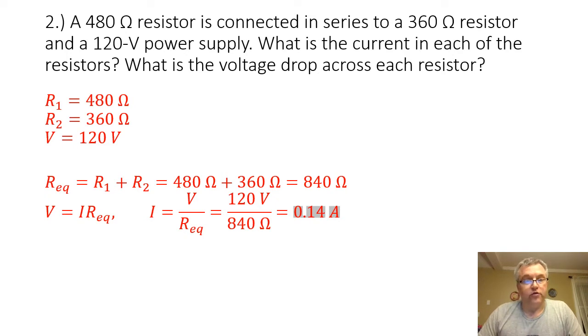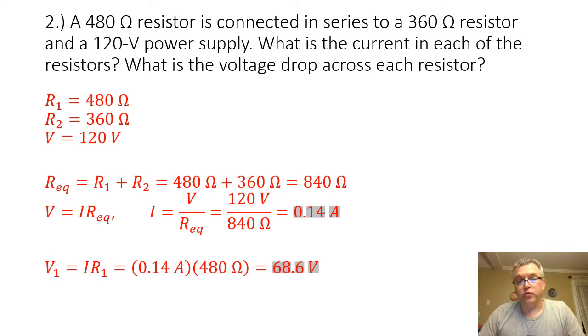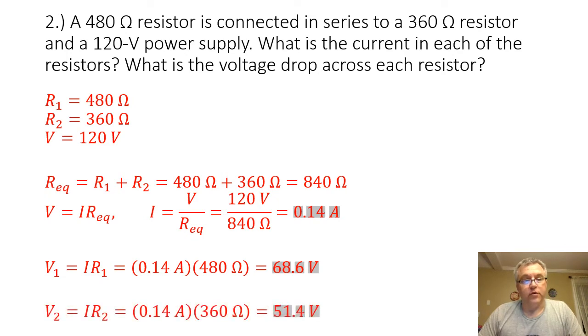So to find the voltage across resistor 1, I'm going to multiply my current, 0.14 amps, times the resistance of resistor 1, 480 ohms, and that's going to give me a voltage of 68.6 volts. To find the voltage across resistor 2, I'm going to multiply my current times the resistance of resistor 2, 360 ohms, and that's going to give me 51.4 volts.